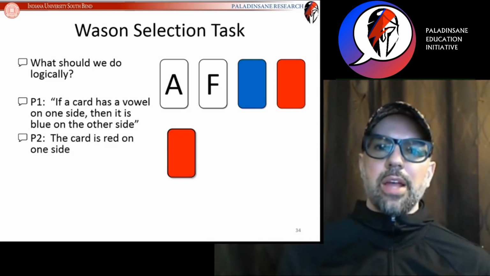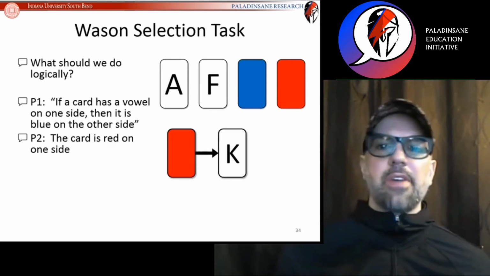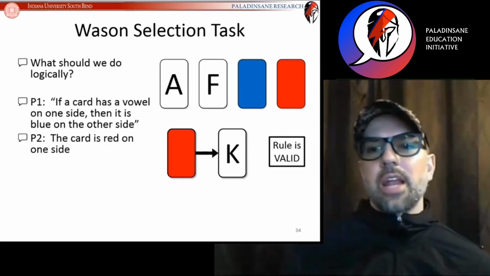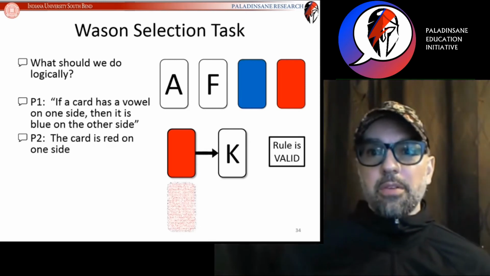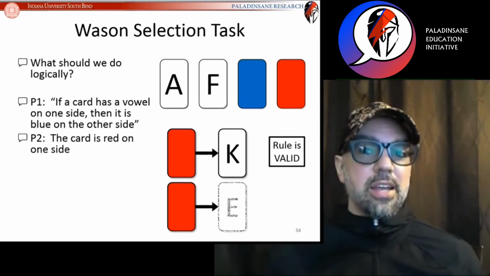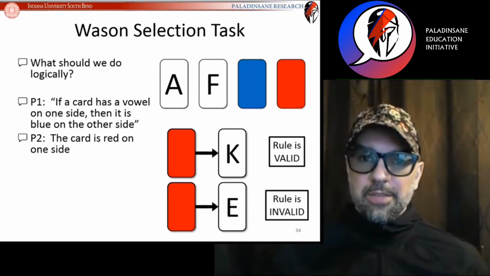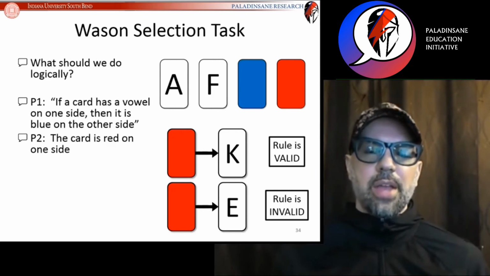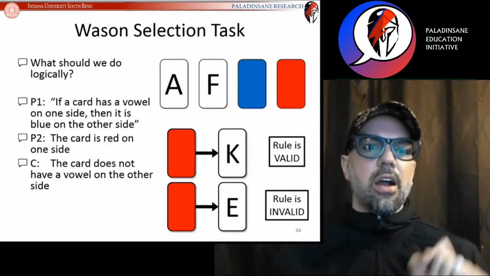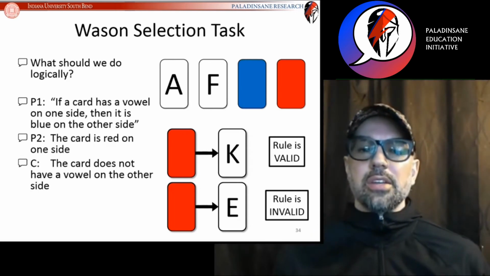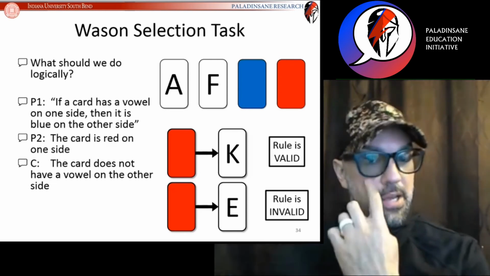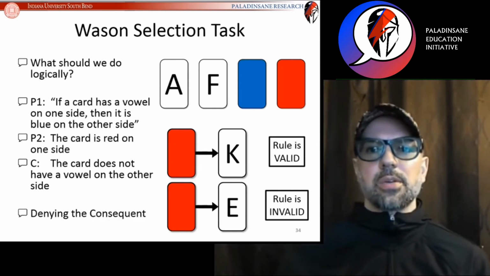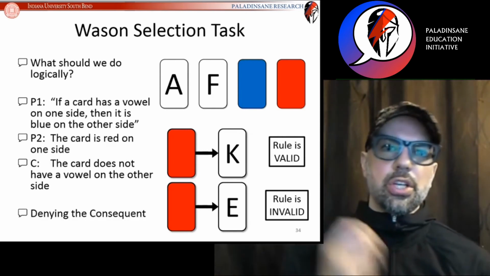Because if we flip over that red card and it's a consonant, that's fine. This rule says nothing about consonant cards. It says nothing about cards that have a consonant on one side. But if we flip over that card and there's a vowel on the other side, that's a violation. Because if it has a vowel on one side, it has to be blue on the other. So those two premises guarantee that the card does not have a vowel on the other side. So if we flip it and find a vowel on the other side, then we find a violation of the rule, and this is the valid argument denying the consequent. So those are the two things that we should do.